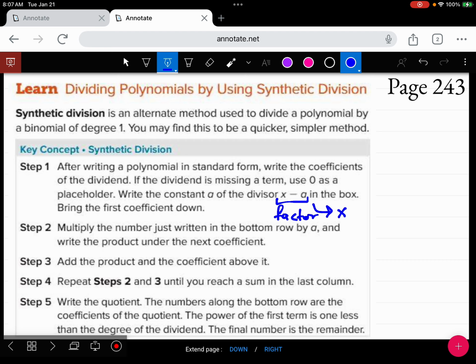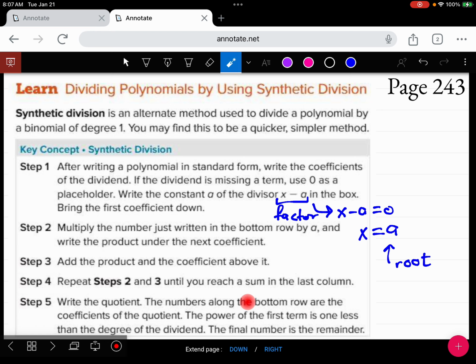But when we do that x minus a equal to 0 to get that x equals a, this is our root, and that's what we're going to use. Our root, our solution, our 0, our x-intercept. Remember, all those things mean the same thing. So we're going to use that in setting up our synthetic division.